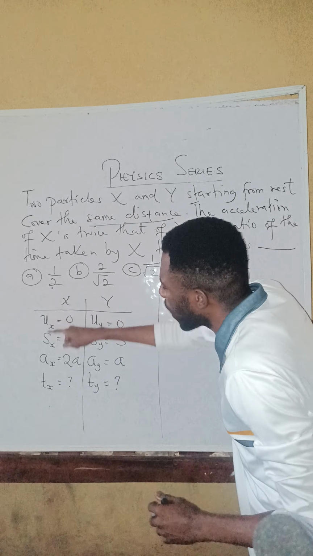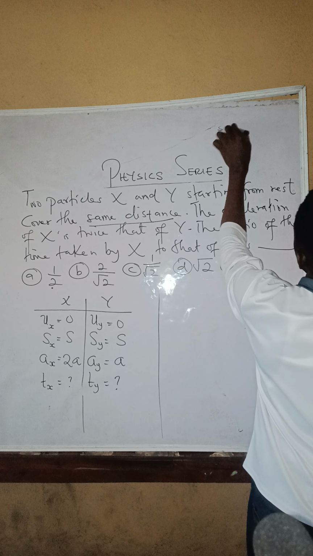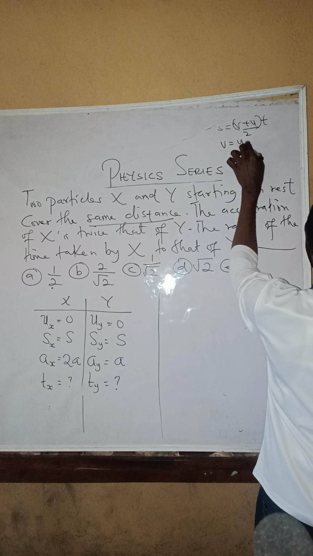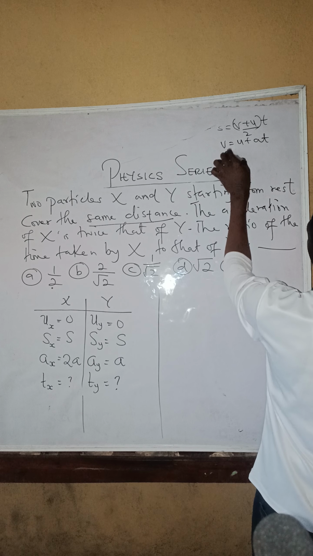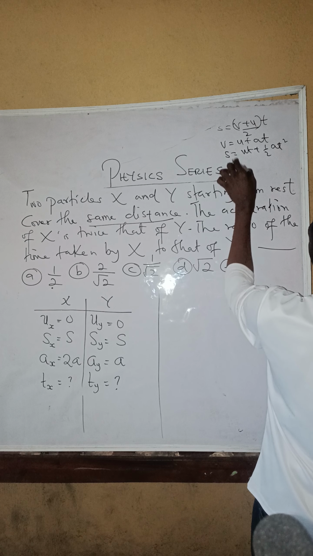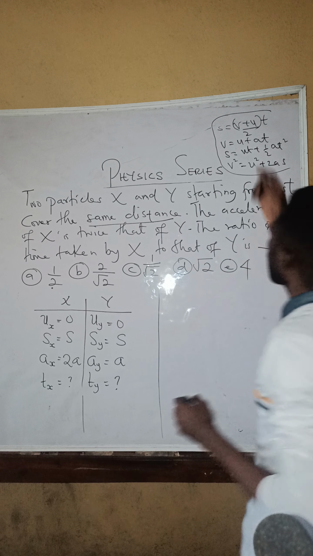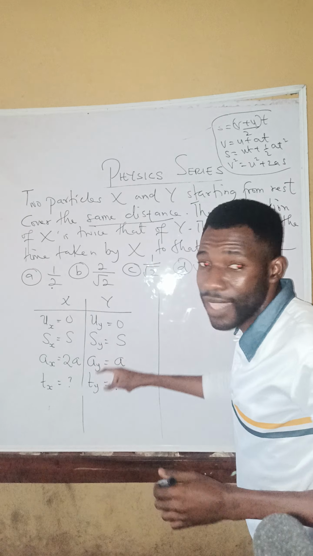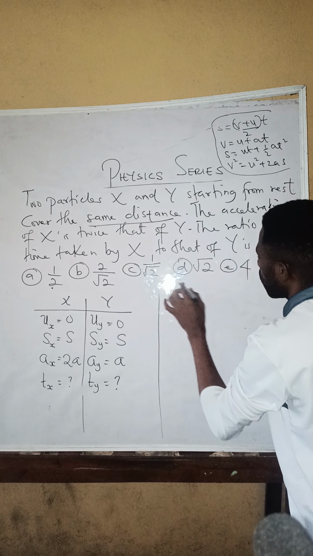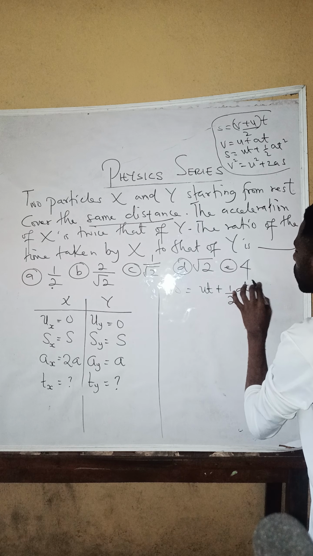Now let's go on. We have the equations of motion. I recall them again: S equals V plus U over 2 times T, V equals U plus AT, S equals UT plus half AT squared, and V squared equals U squared plus 2AS. Please note it down. Which of the four equations contain U, S, A, and T? Obviously this one, S equals UT plus half AT squared.